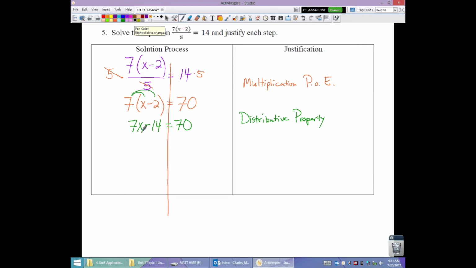The variables are all on one side. So, I'm sorry, I don't have any like terms. I looked, but I don't. The variables are all on one side. So I'm ready to eliminate any addition or subtraction. Since there's a negative 14 on this side, I will add 14 to both sides. I'm allowed to add 14 to both sides because of the addition property of equality.